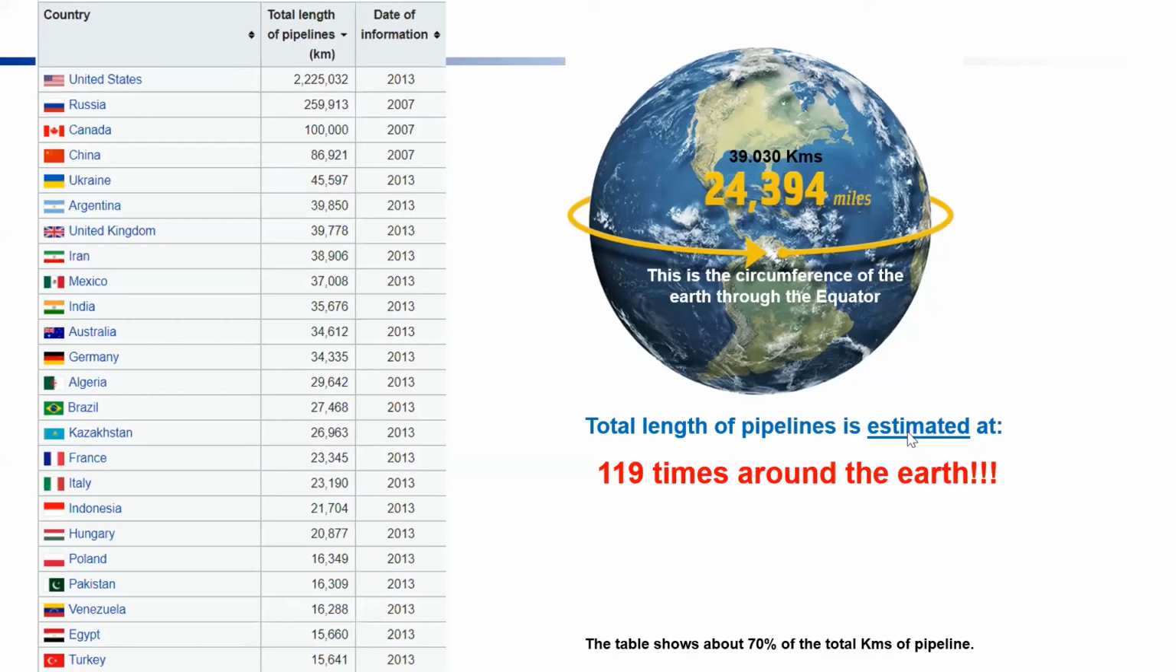And we have to care for these pipelines. We have to maintain these pipelines. So how do we do that? And the other thing that is important to mention here is that many of these pipelines may not necessarily be piggable. Piggable means that you are able to launch cleaning tools or inspection tools to assess the integrity of the pipeline. And then how do we deal with those pipelines?